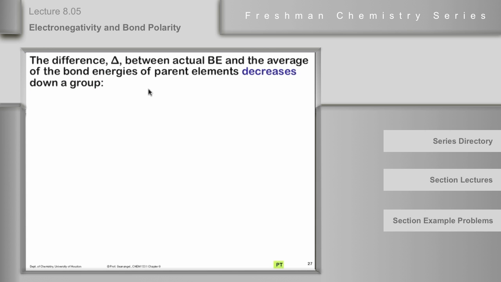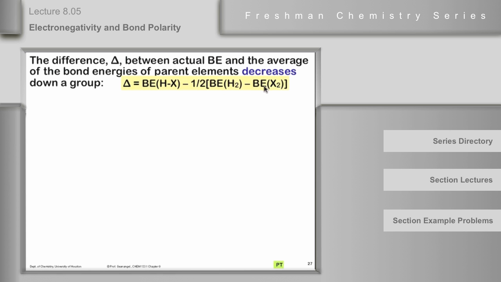If we carry that forward, this difference has some periodicity to it. For example, if we look at how the actual bond energies and the average bond energies of the parent elements decrease down a group, and if we take group 7A, this is the expression for that difference, delta here. It's the bond energy of HX minus 1/2 of the sum of the bond energy of H2 and X2.